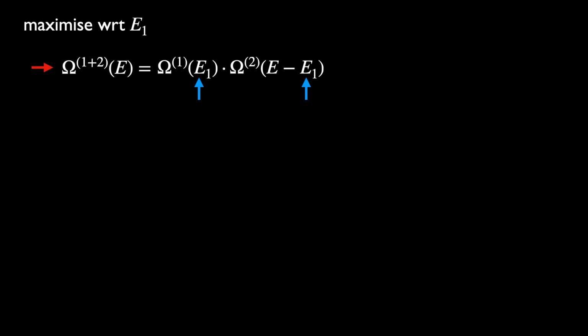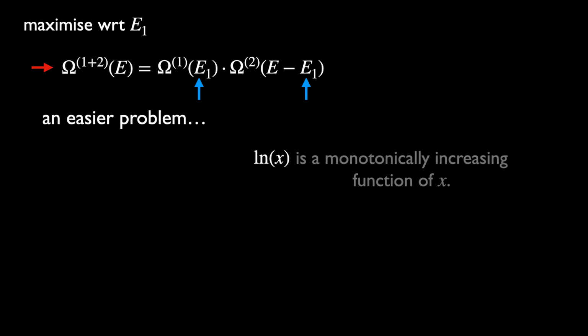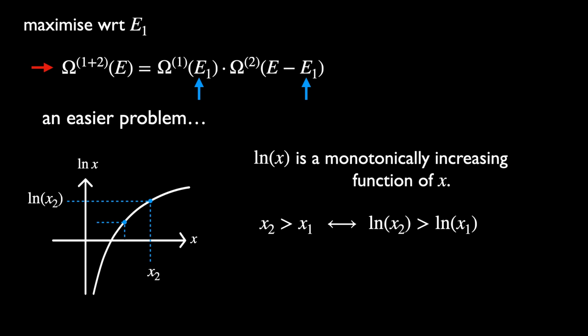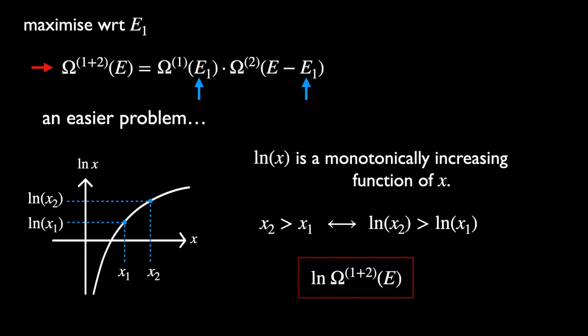There is a way to simplify this problem. We can look for a simpler function, such that whenever this function is maximized, omega will also be maximized, and vice versa. We can try our old friend, the log function. Recall that log x is a monotonically increasing function of x. This means whenever x2 is greater than x1, log x2 is greater than log x1, and vice versa. Therefore, this function fits our criteria. Maximizing this would be equivalent to maximizing omega.